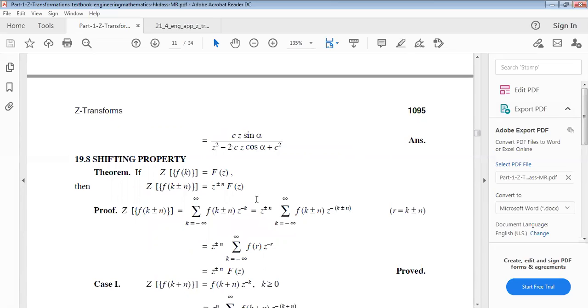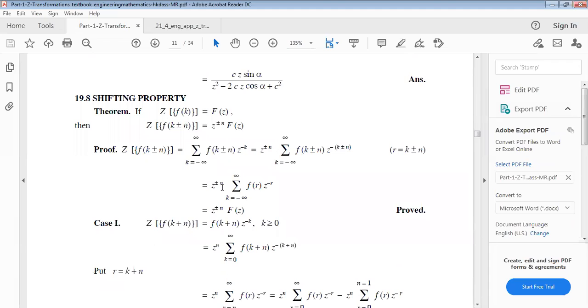Now again another theorem, the shifting property. Shifting theorem: if z transformation of f of k is this, then the z transformation of f of k plus minus n, which is also a sequence, will give the result z to the power plus minus n times the z transformation of f. That means the z transformation is multiplied by z to the power plus minus n. This is actually the shifting property.